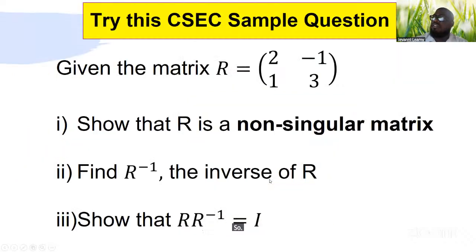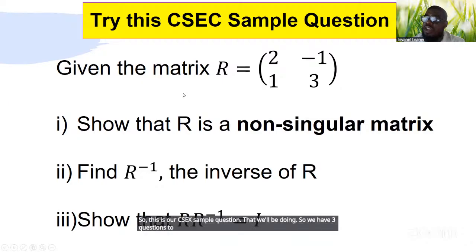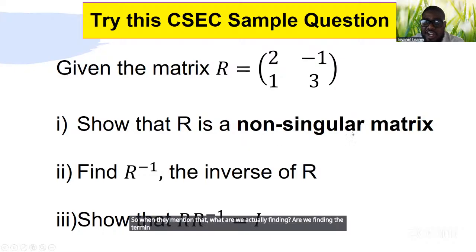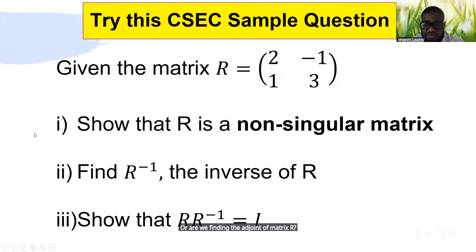So this is a CSEC sample question that we'll be doing. We have 3 questions to partake in. We have R equal to 2, negative 1, 1, and 3. The first one says, show that R is a non-singular matrix. When they mention that, what are we actually finding? Are we finding the determinant of matrix R, or the adjoint of matrix R? Which is it?